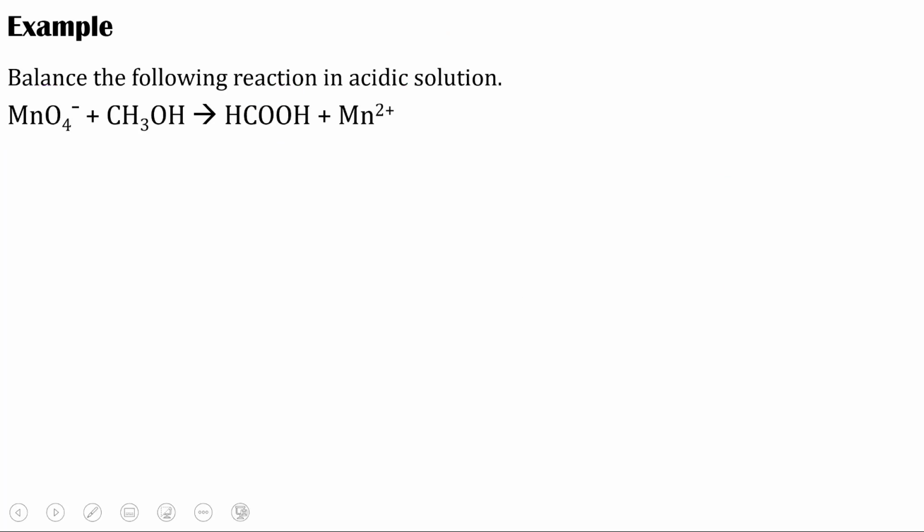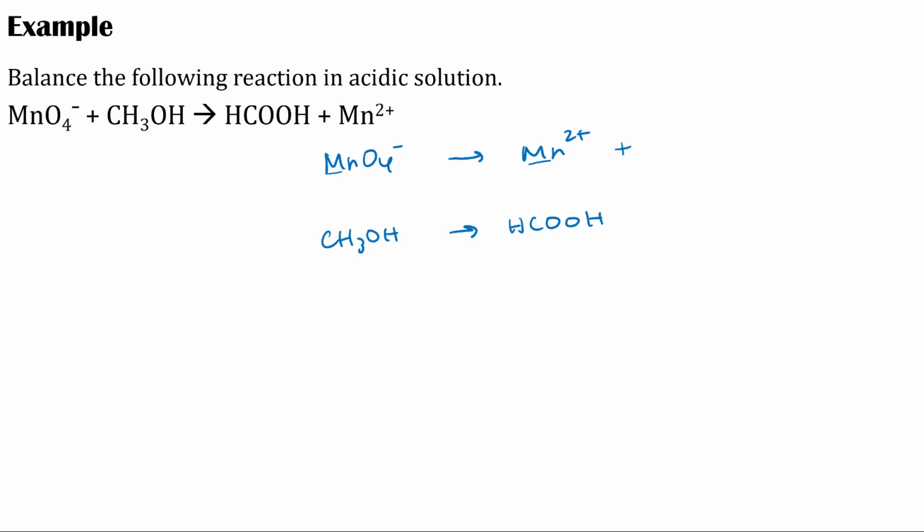All right, so I'm going to do the same thing here. I've got MnO4 minus going to Mn2 plus, and then I have CH3OH going to HCOOH. Okay, so in the first reaction, my manganese is balanced. So I'm going to go on to the oxygens, and I've got 4 oxygens over there, so I need 4 waters. And then that would be 8 hydrogen, so I need 8 hydrogen ions here for the acid part of the solution.